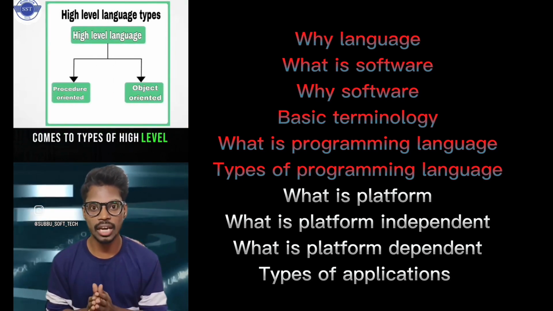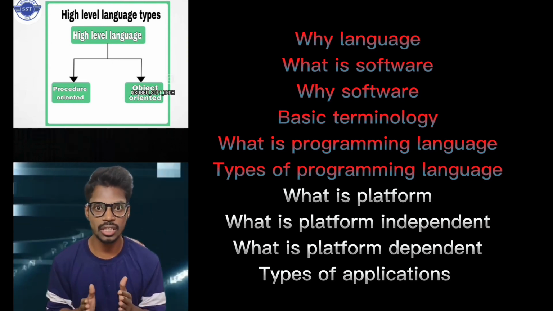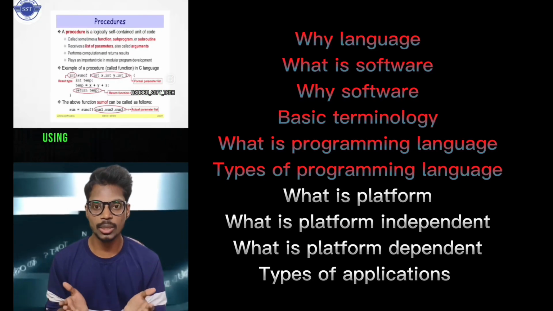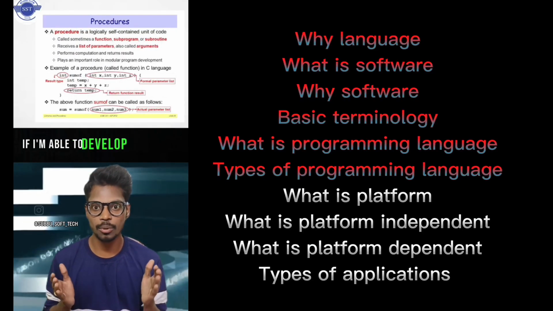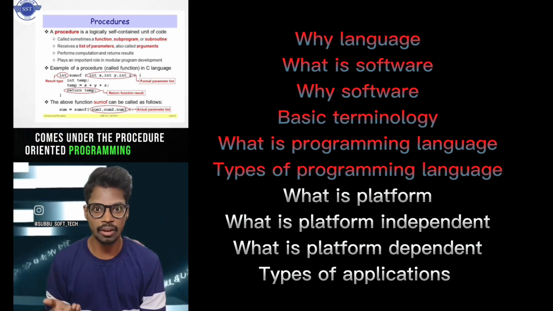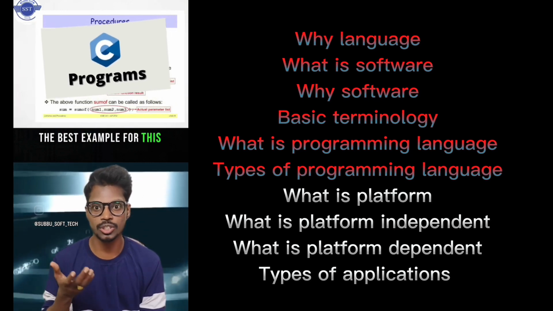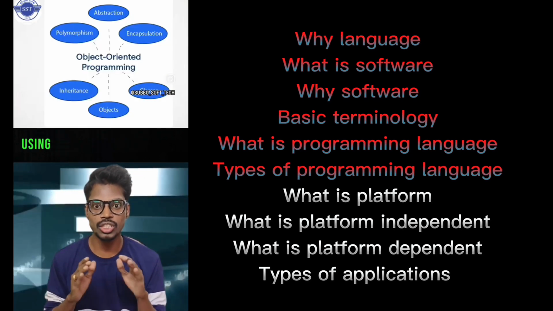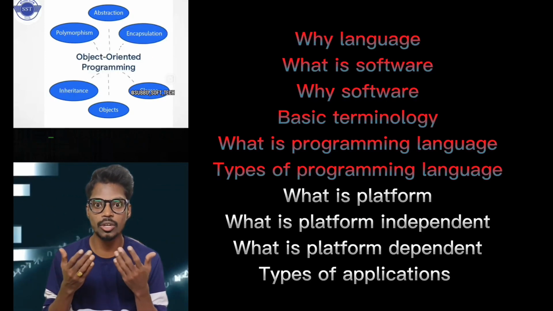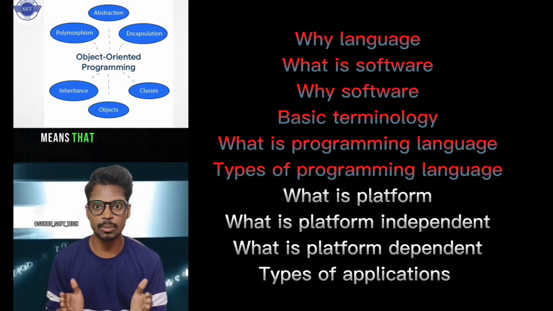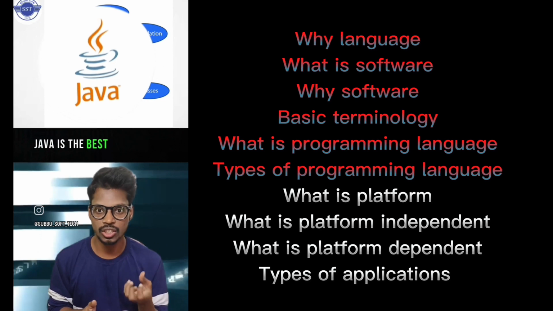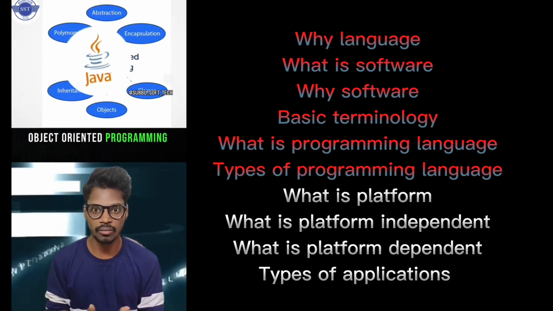Coming to types of high level language, there are two types available. One is procedure oriented and another one is object oriented. Using a programming language, if I am able to develop procedures, then that programming language comes under procedure oriented programming language. C is a best example for procedure oriented. In the same way, if the programming language supports the objects concept, then it comes under object oriented programming language. Java is a best example for object oriented programming language.